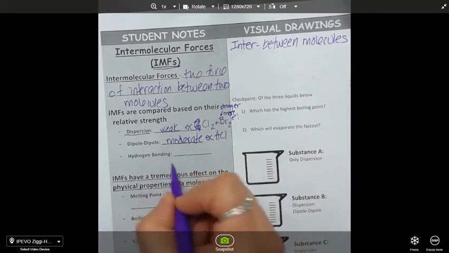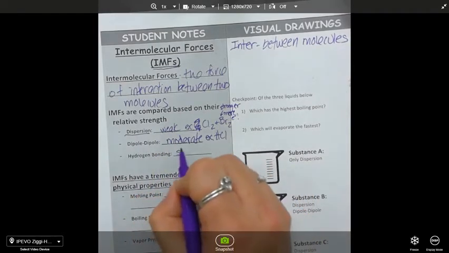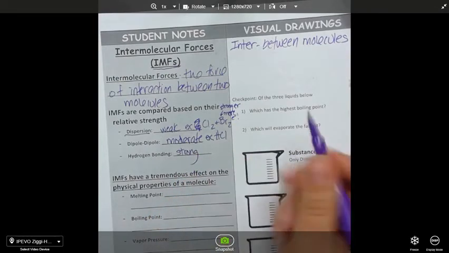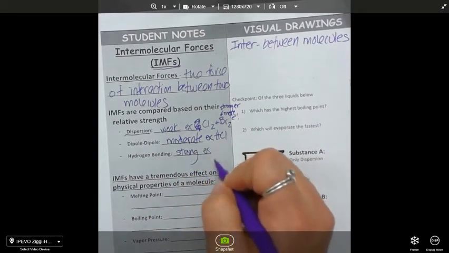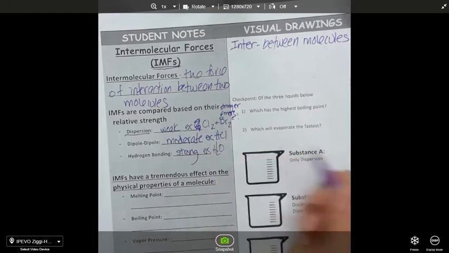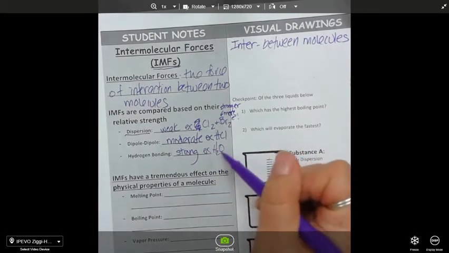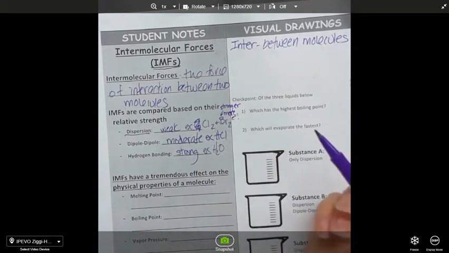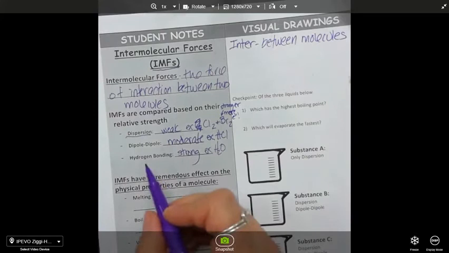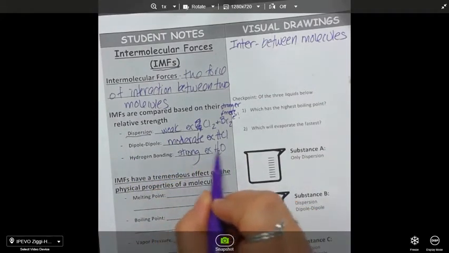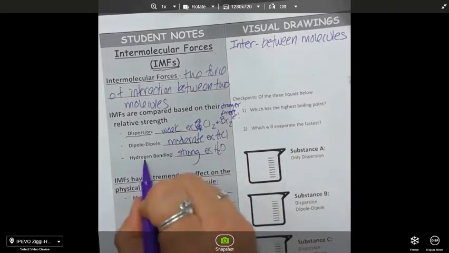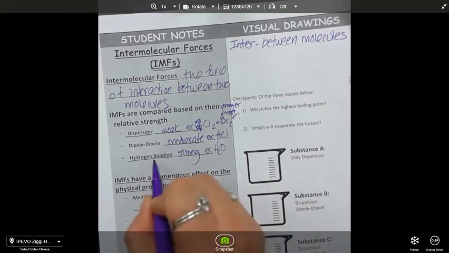The last is hydrogen bonding, and hydrogen bonds are strong. An example of something that has a hydrogen bond would be H2O. When multiple water molecules are bonded, they're bonded by the hydrogen, and that is considered a strong bond. This is also what you're going to find in our lab: water has a hydrogen bond.